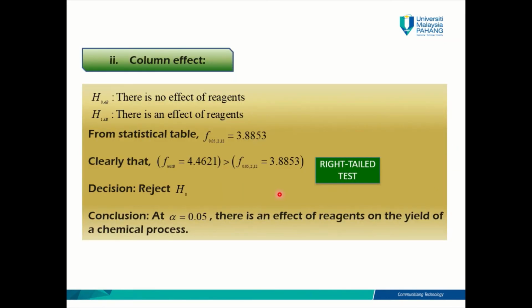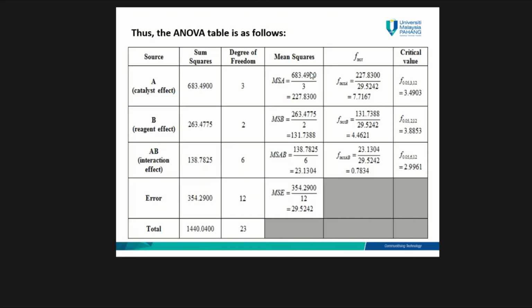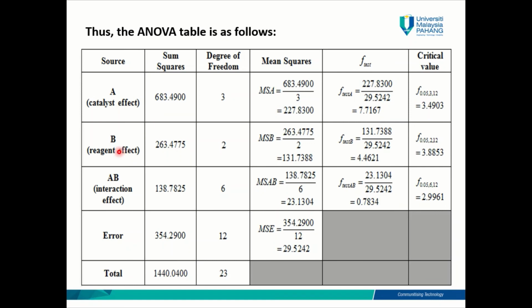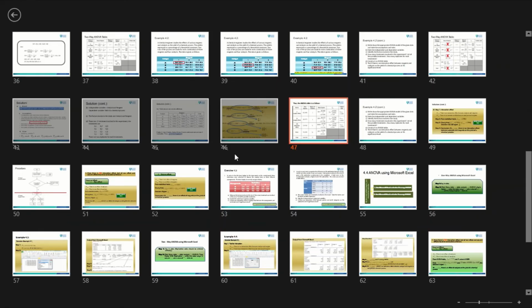Then you also need to do another hypothesis testing for the column effect, which is factor B. There is no effect of reagents; there is an effect of reagents. So this is H null and H1. Okay, don't change: H null is no effect, H1 is an effect exists. And this critical value is from the second row of your two-way ANOVA table. The second row is for factor B. So you will use this F test and this F critical value, 3.8853 and also 4.4621.